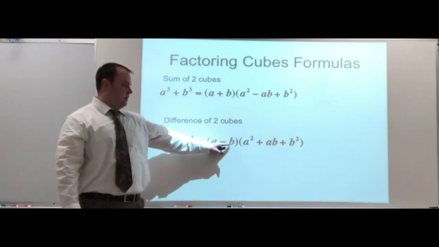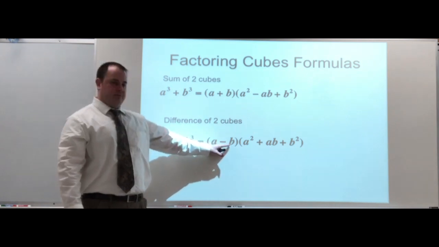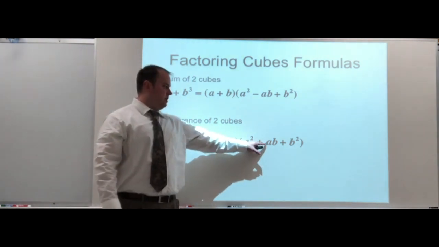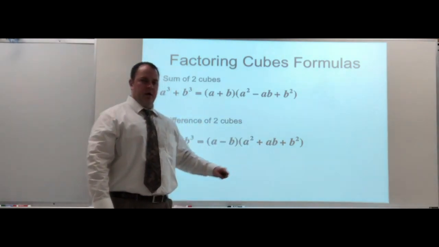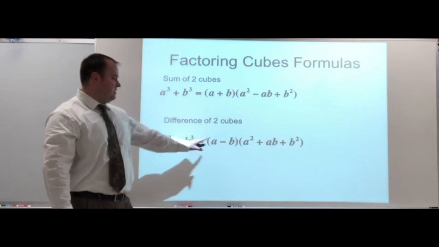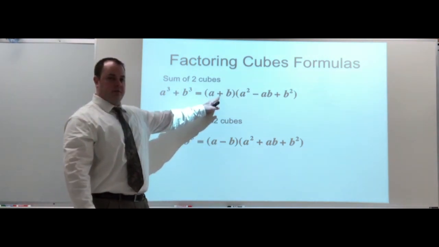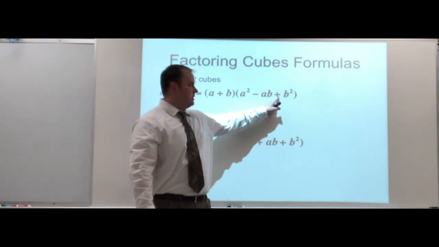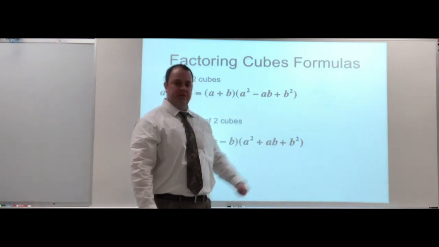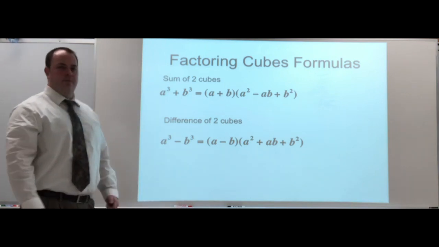The formula is a little different. The first leading polynomial here, the binomial, is a minus b, times a squared plus ab plus b squared. Okay, so notice the pluses and minuses. For the differences, we have minus in the first one. For the sums, we have the plus in the first one. The back one is always plus b squared, so that stays the same. You're going to have to become familiar with these two formulas.